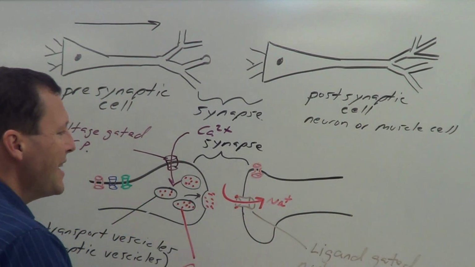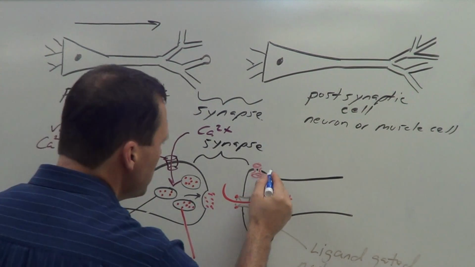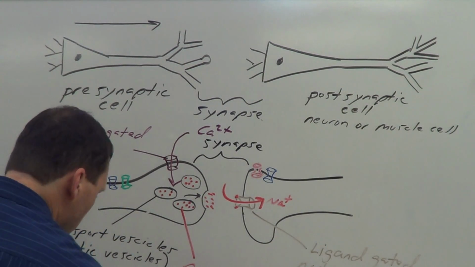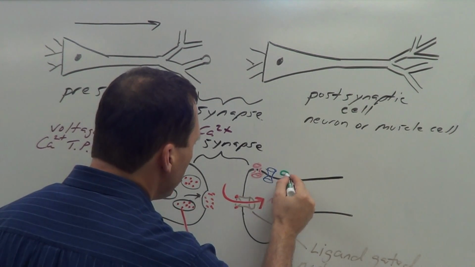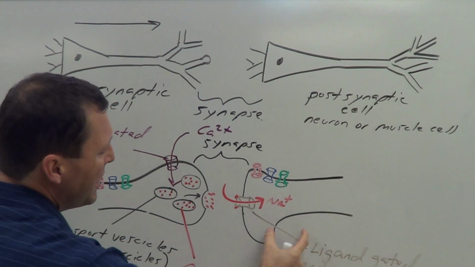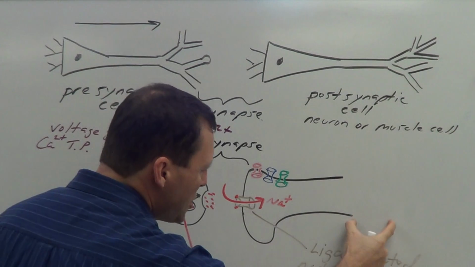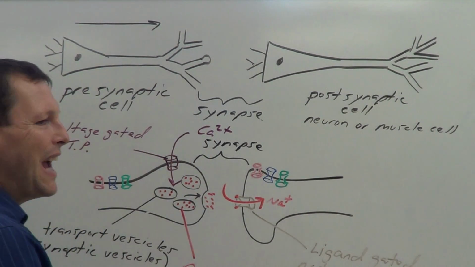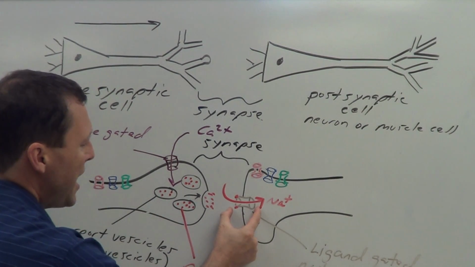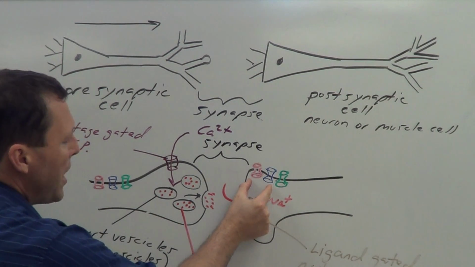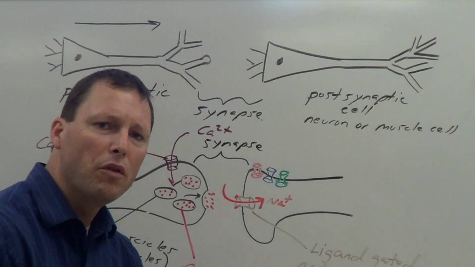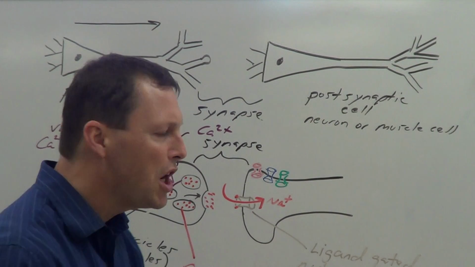A voltage-gated sodium transport protein, a voltage-gated potassium transport protein, a sodium-potassium pump. And the same proteins are found down here, the same proteins are found here, and the same proteins are found here, and again, and again, and again. So when the voltage changes in this area, these transport proteins feel that change in voltage. That's why they're called voltage-gated, because they respond to a change in voltage.